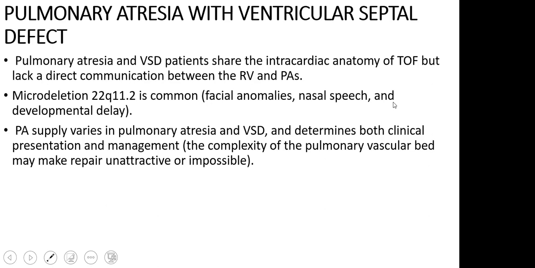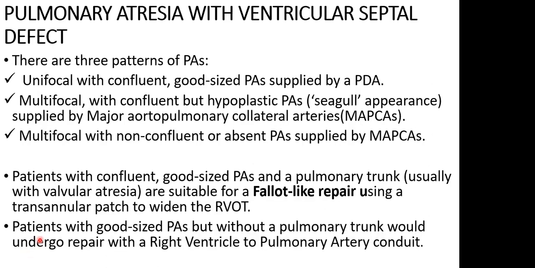So the pulmonary artery supply varies in pulmonary atresia and VSD. That's basically what happens in a pulmonary atresia with the VSD. It just shows a picture like that of the TOF. So now we have three patterns of the pulmonary arteries.